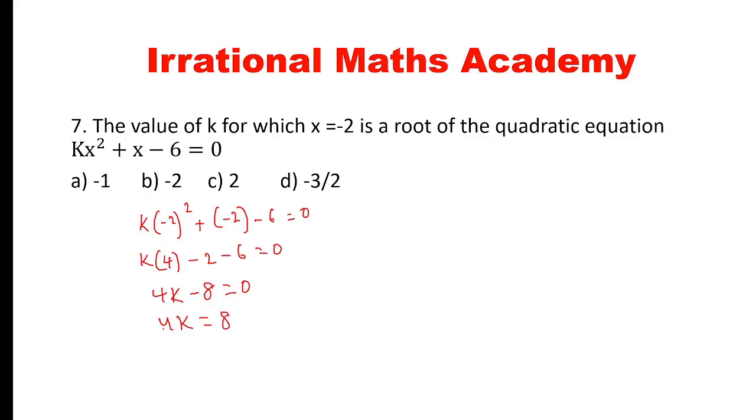It becomes now 4 and k. They both are in multiplication. So if you transpose it, becomes division. So 8 by 4. 4 ones are 4, 4 twos are 8. So our k value is what? Plus 2.